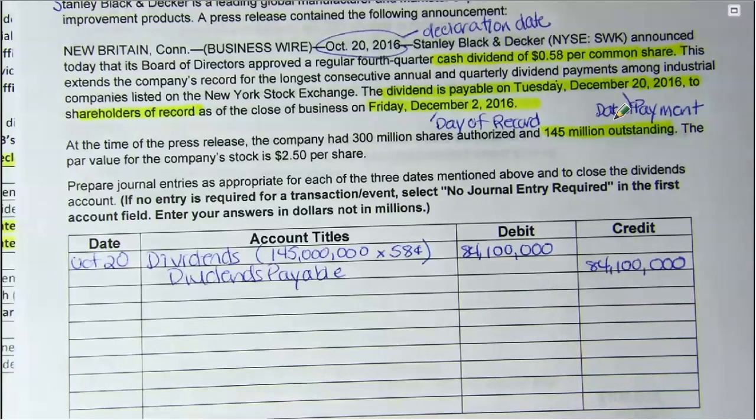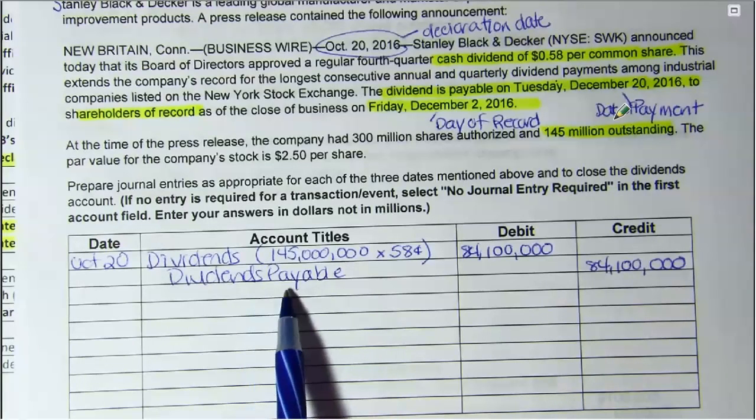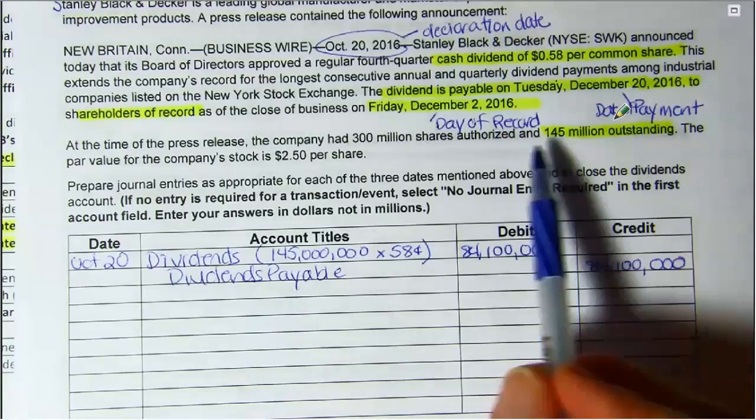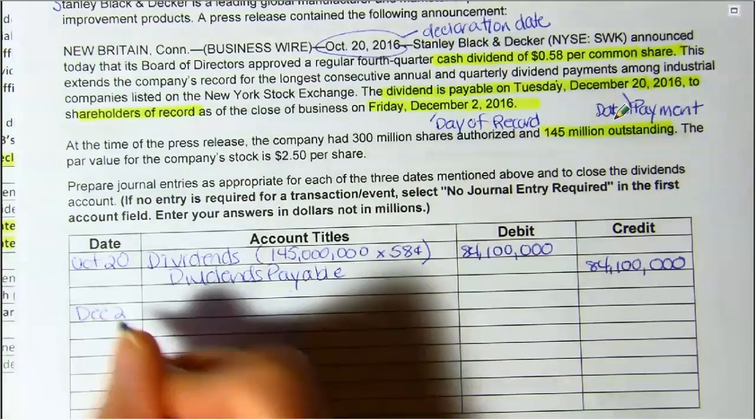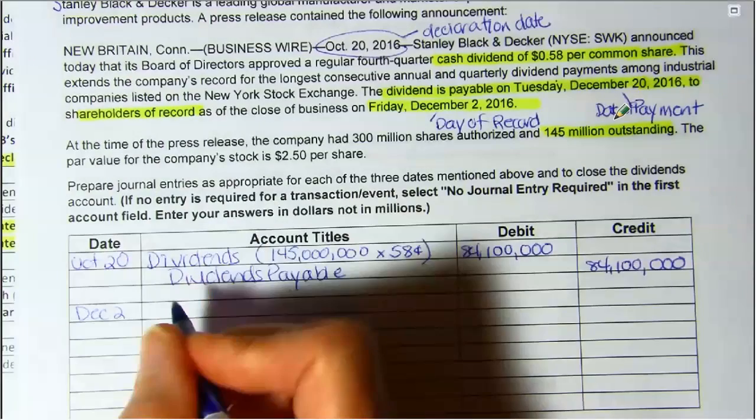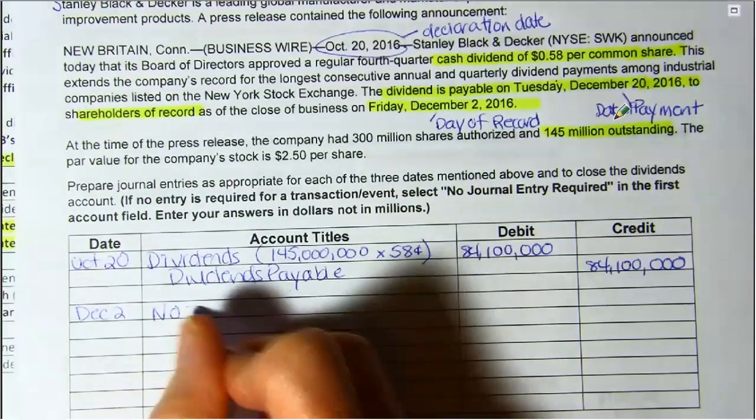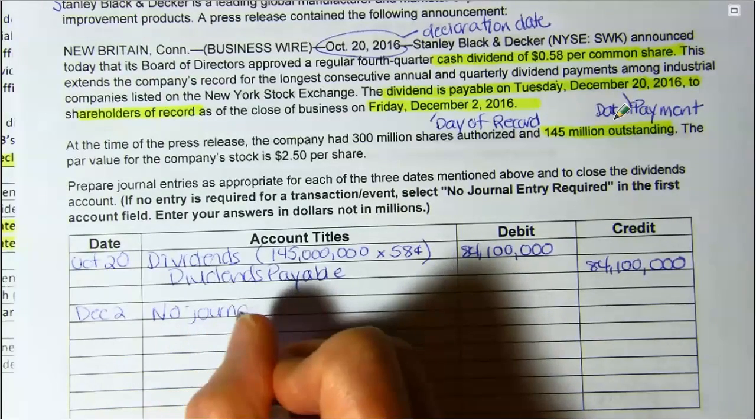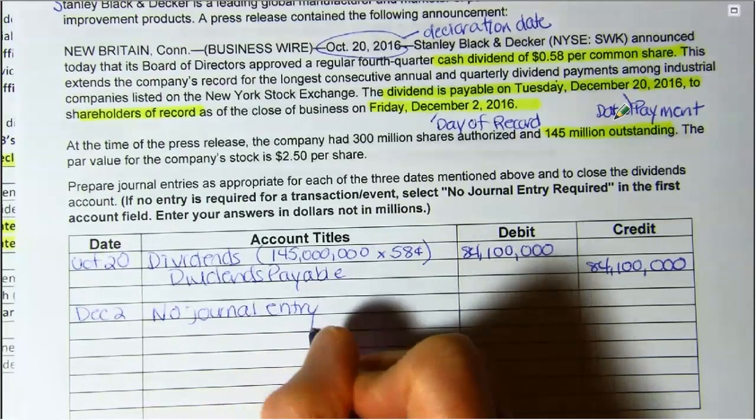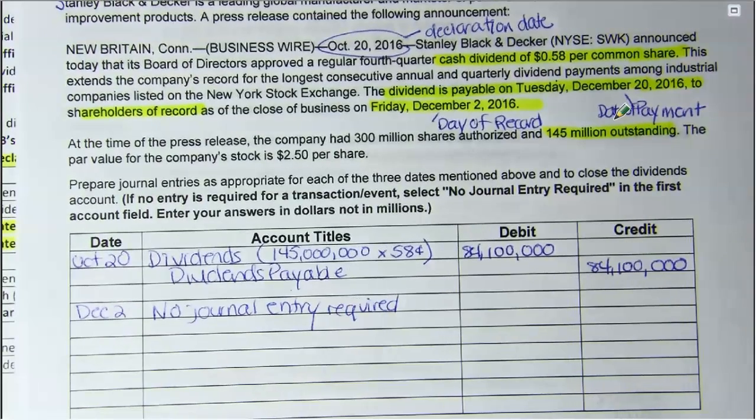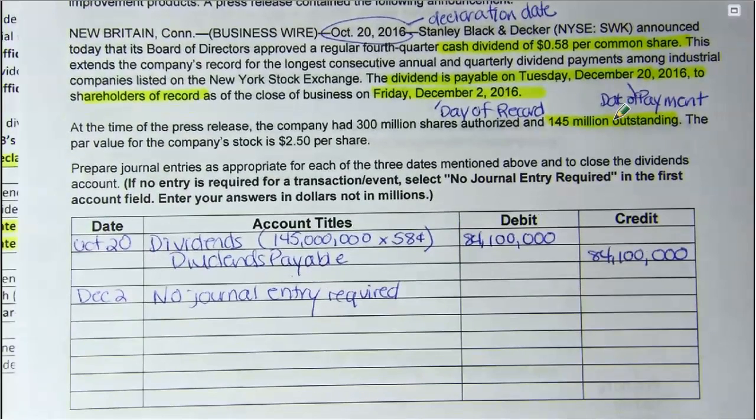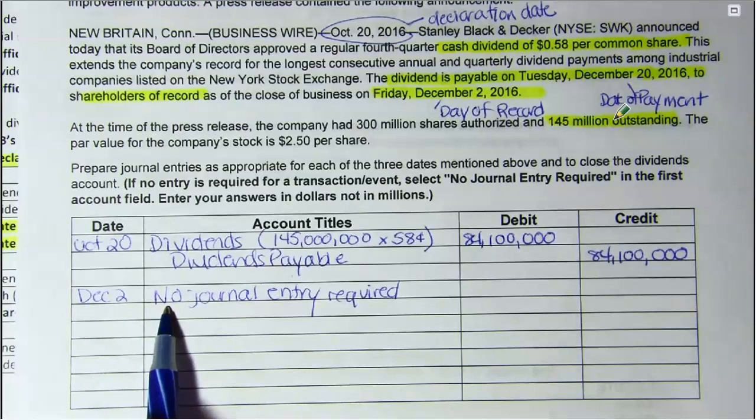Okay, so on the date of declaration, you have to do that entry, which shows the liability. Now for the day of record, December 2nd, it says that you should put no journal entry required. Now in the real world, we wouldn't do that. We're just proving to Connect that we know we're not supposed to do a journal entry on that day. On that day, we just make a list of who's going to get the dividend. Okay, so on the day of record, no journal entry is required.